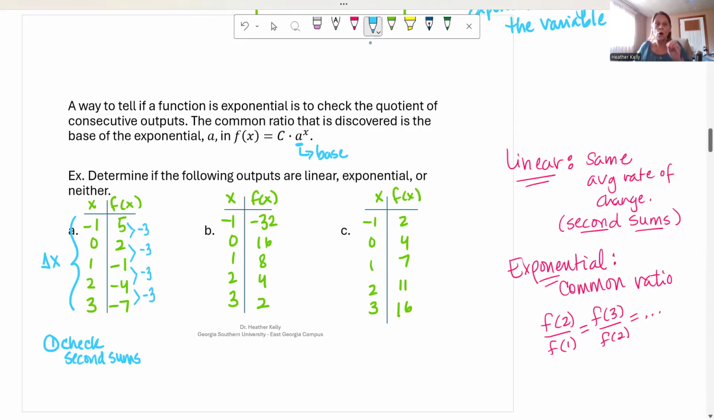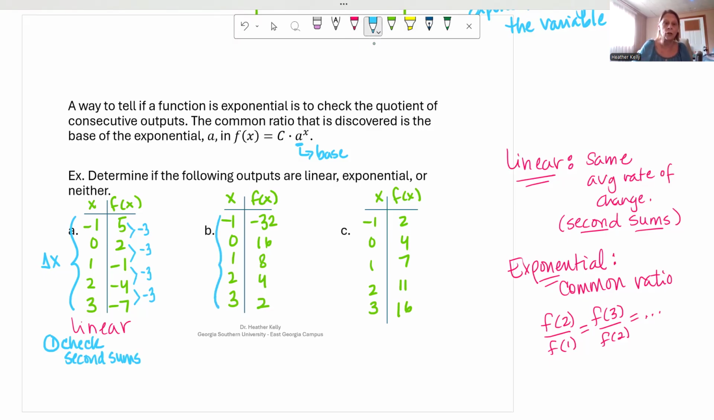Now, no relation, function, or equation is going to be both linear and exponential. That is not possible. So once you see that that second sum is the same, we know that the slope is the same between these points, and we can declare this guy linear from the start.